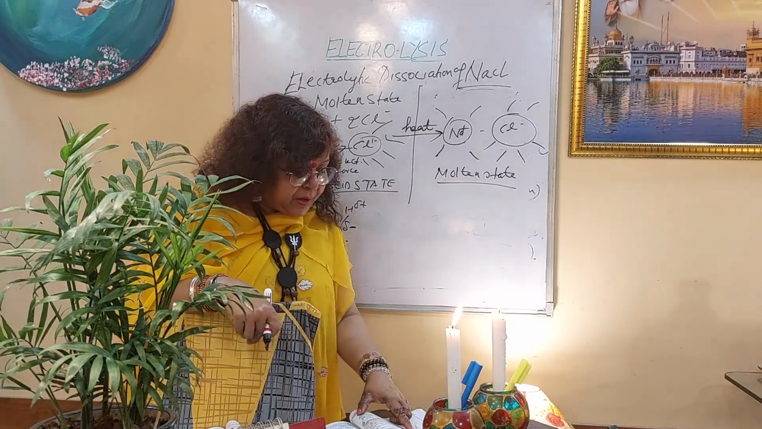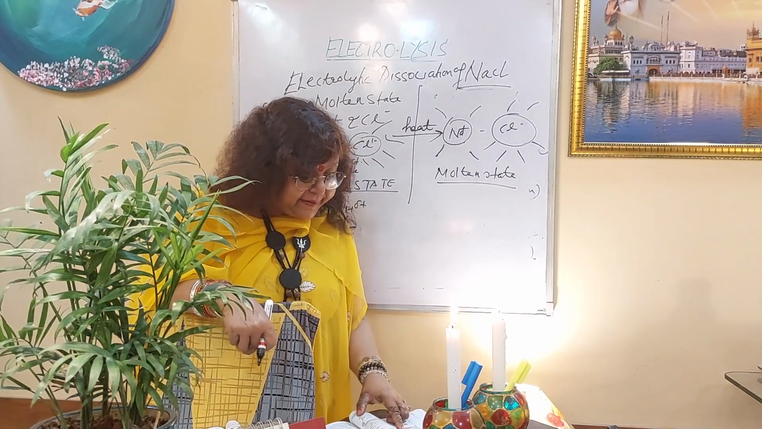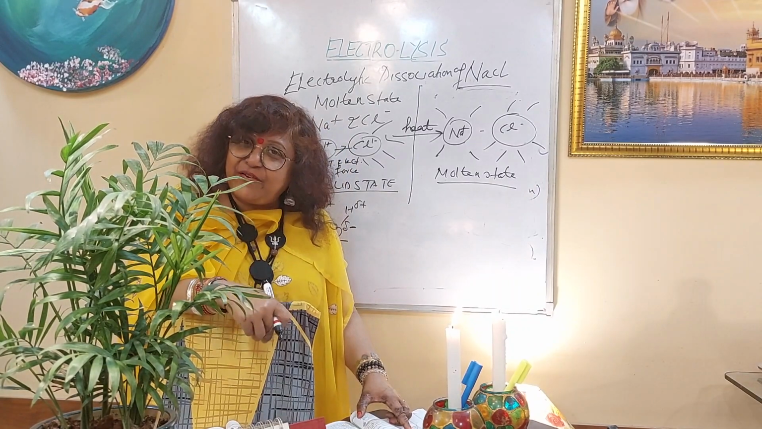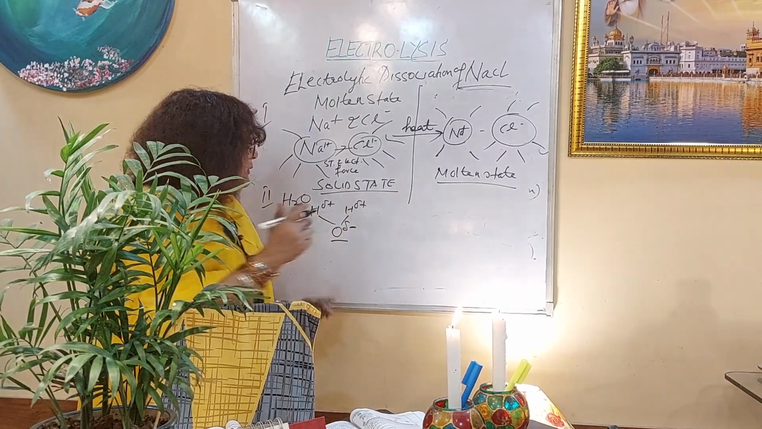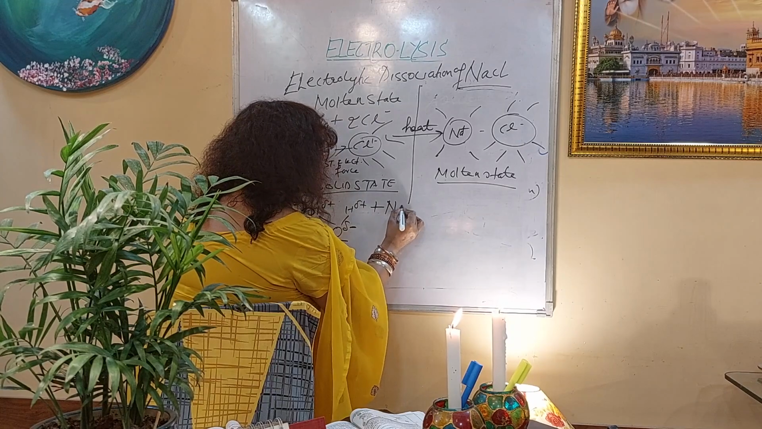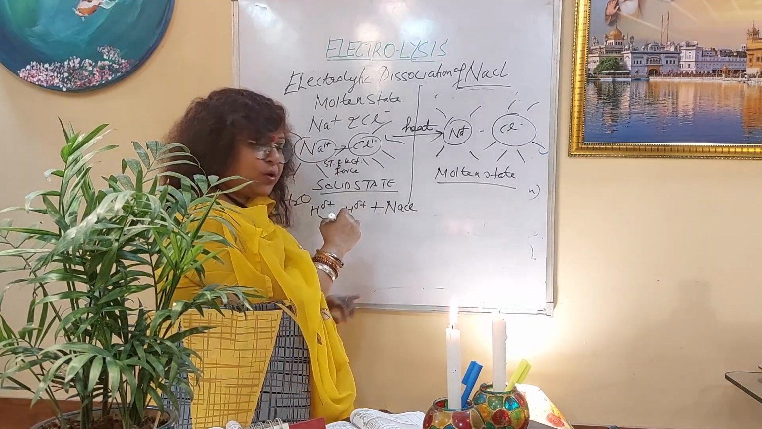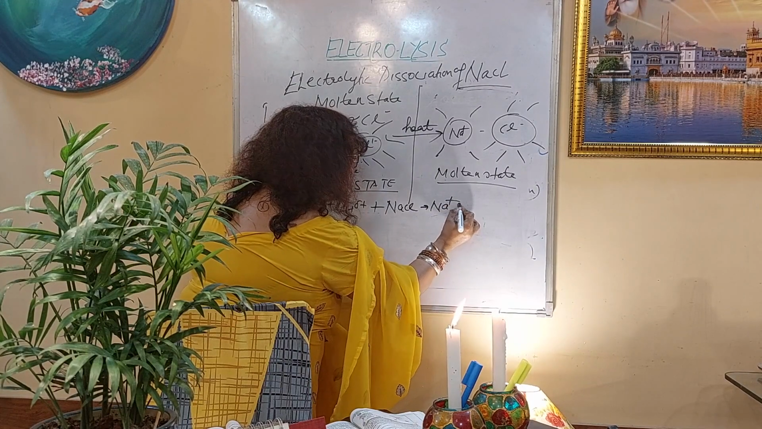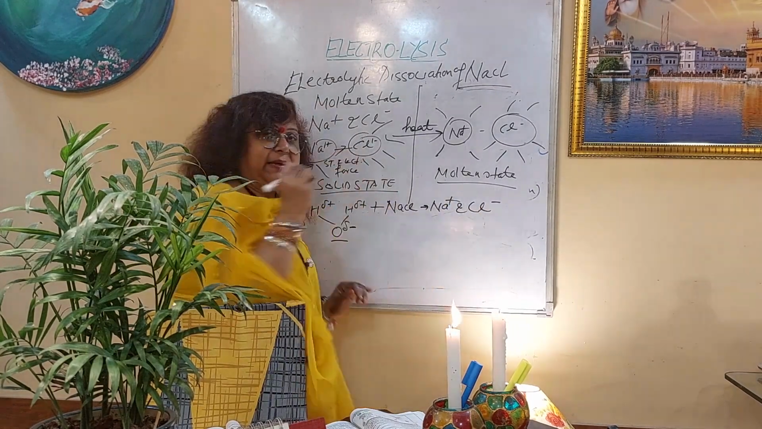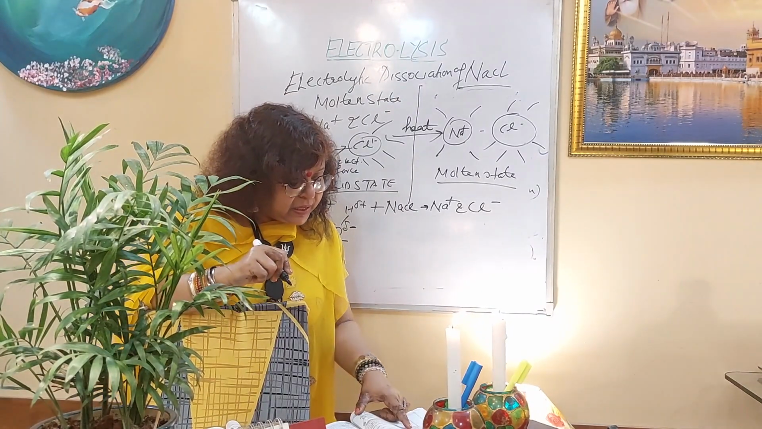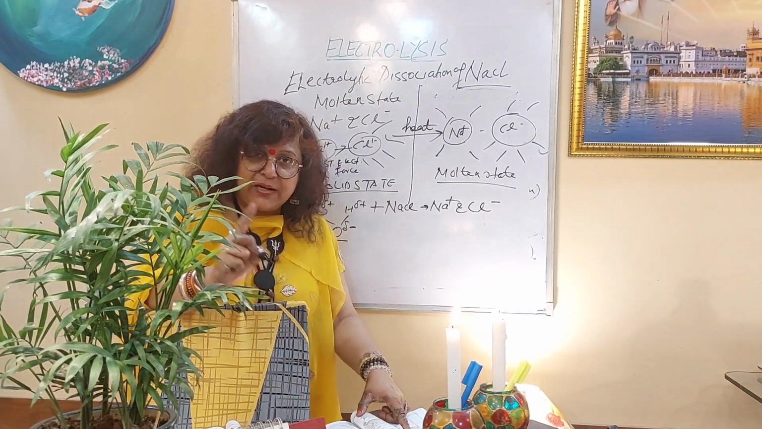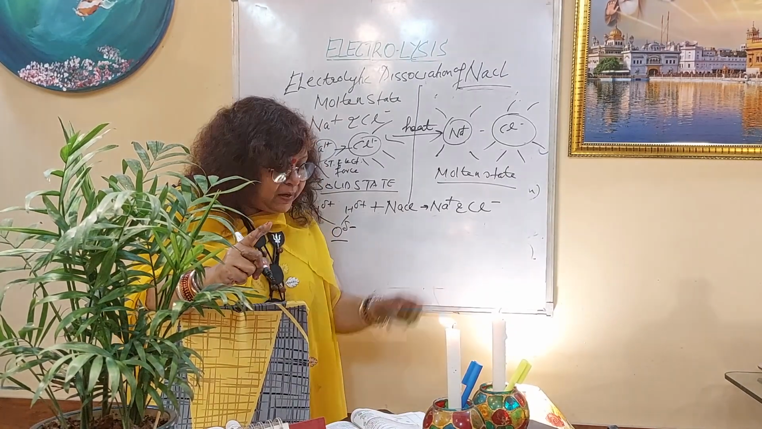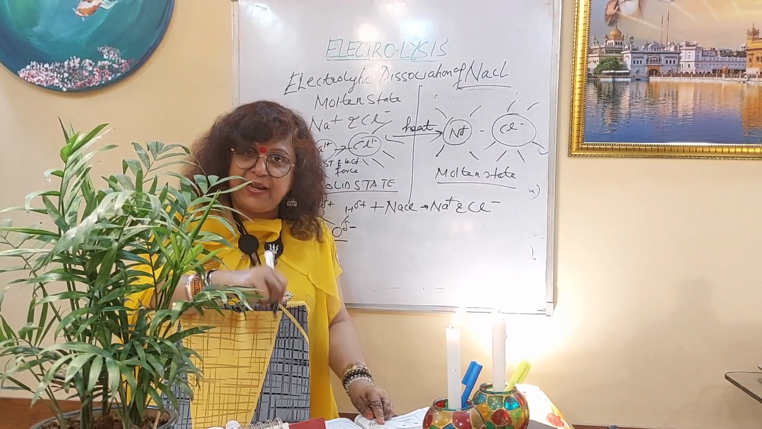Then when sodium chloride is dissolved in water, what will happen? Before NaCl is added to water, it will dissociate into Na plus and Cl minus. So when sodium chloride is dissolved in water, it dissociates into sodium ions and chloride ions, which move freely in solution.